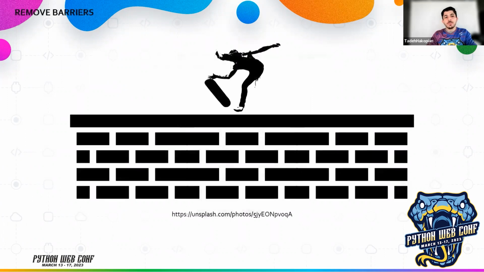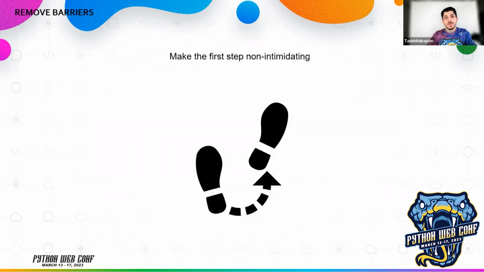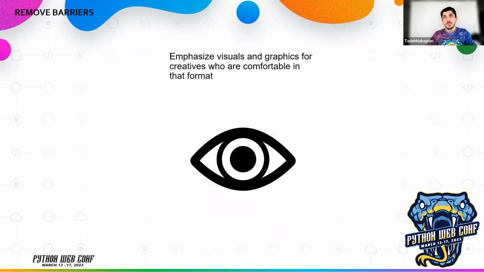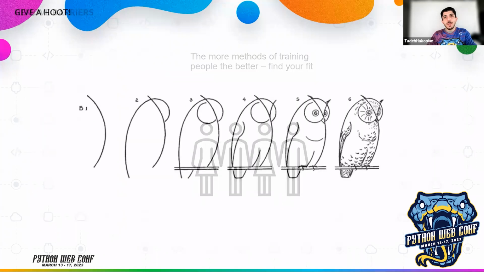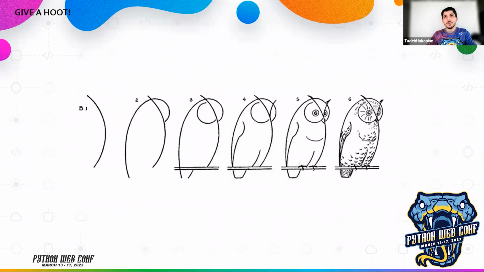So to repeat what we learned: remove your barriers, make the first step non-intimidating. So very, very easy steps we saw earlier to get them going and think, okay, I could do this too. Emphasize visuals and graphics. Works great. It's fun. I think people enjoyed what I was showing off here to some level, I hope. And the more methods of training, the better. So that when you start training them, you actually go from 1, 2, 3, 4, 5, 6, not just give them a challenge right away. This is not LeetCode. This is just trying to get people to a level of productivity.